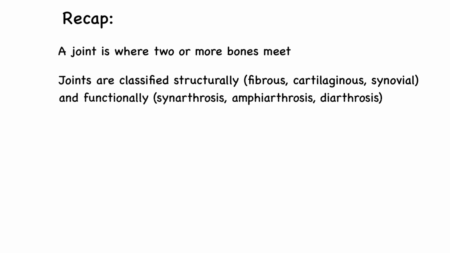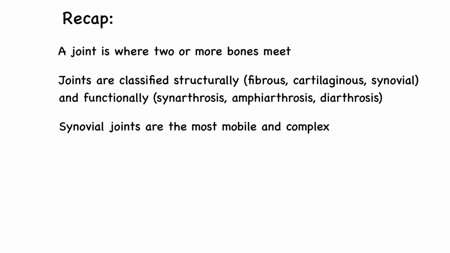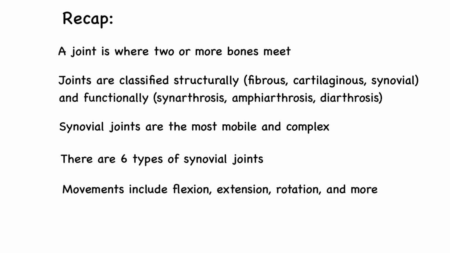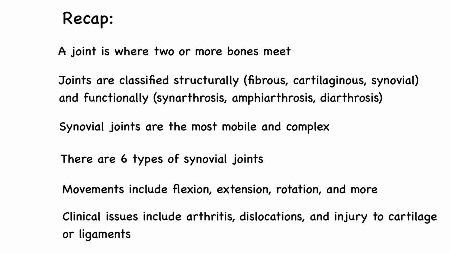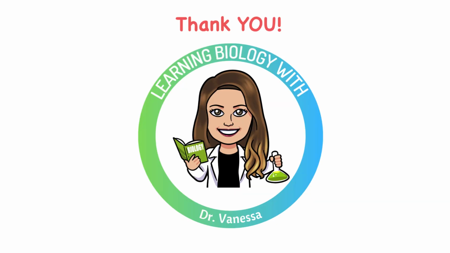Let's summarize what we've covered. A joint is where two or more bones meet. Joints are classified structurally, either fibrous, cartilaginous, or synovial, and functionally, synarthrosis, amphiarthrosis, and diarthrosis. Synovial joints are the most mobile and complex of the joints, and there are 6 types of synovial joints, each allowing specific types of movements. Movements can include things like flexion, extension, rotation, and more, and clinical issues can include arthritis, dislocation, and injuries to cartilage or ligaments.